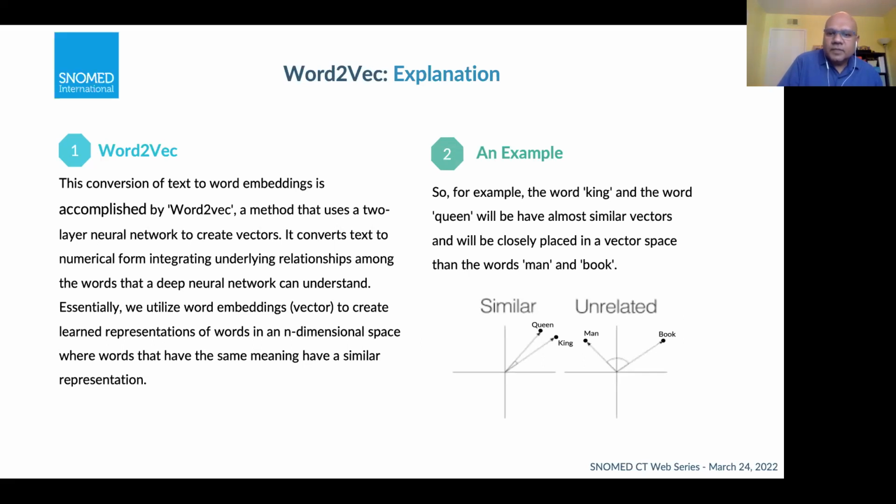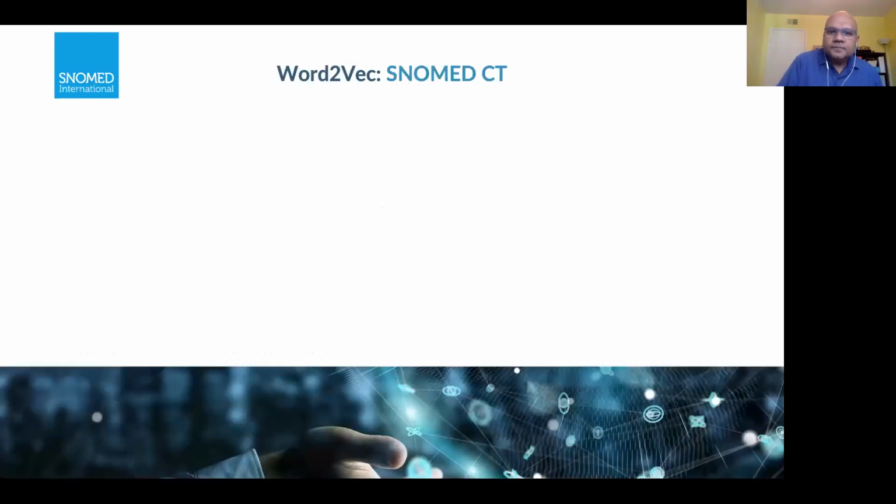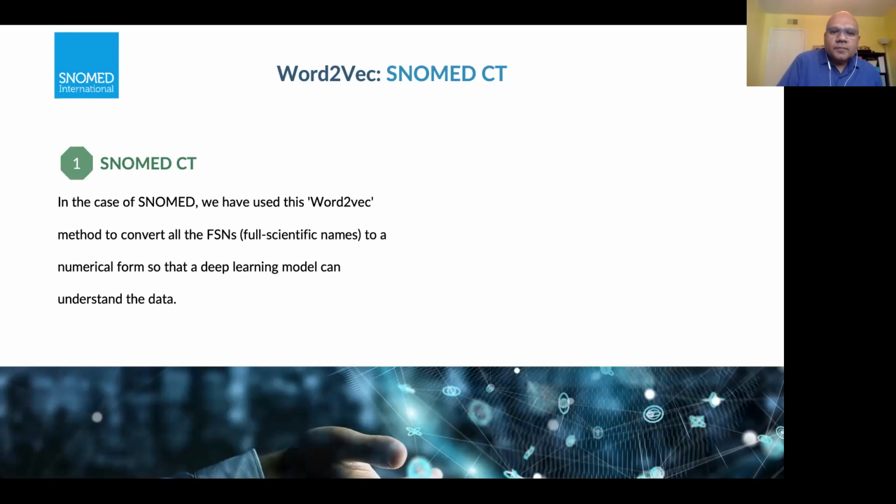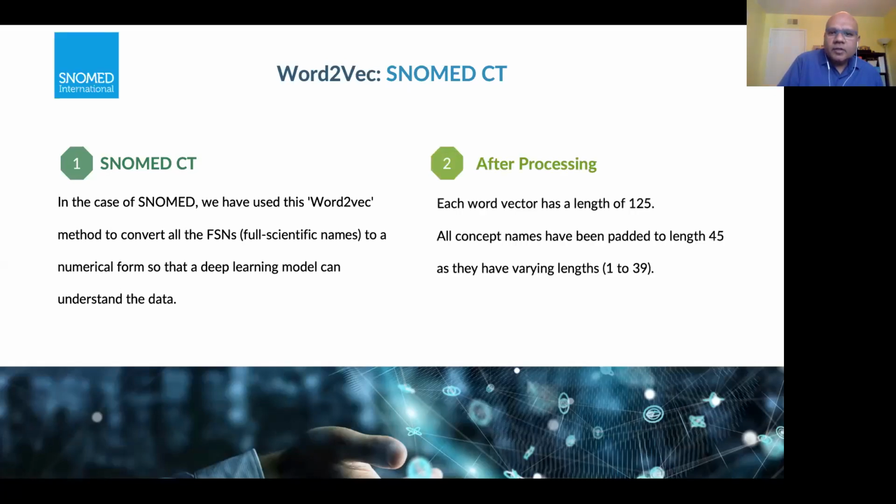In terms of computational space, similar words will basically coexist in a similar space, like king and queen, because maybe they're mentioned more in common, but man and book probably are not. So that's just an example. So what we did, we used Word2Vec to convert all the full scientific names, specifically. We didn't do everything. We just took the full scientific names and converted them into numerical format, so that a model can use them.